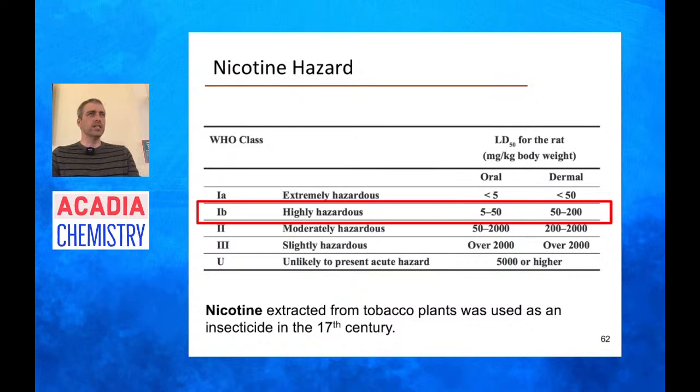Nicotine is actually really toxic. It's in the highly hazardous section, which is about the top section that we currently use today. It's allowed to be used in organic farming because, of course, it's a natural substance. It's produced from a natural plant. Yet, this can be very, very toxic to human beings in amounts that you might find in a bottle of pesticide, for example.